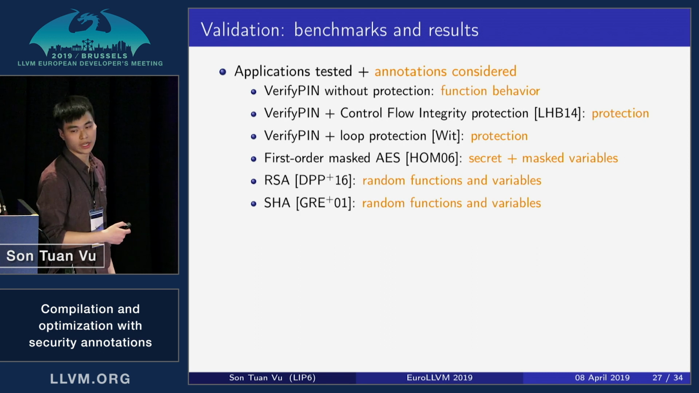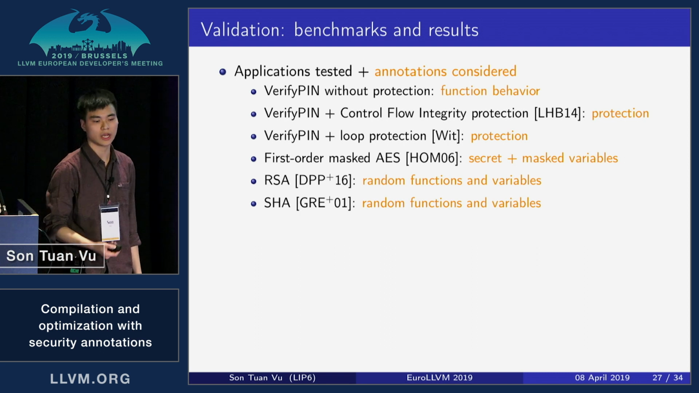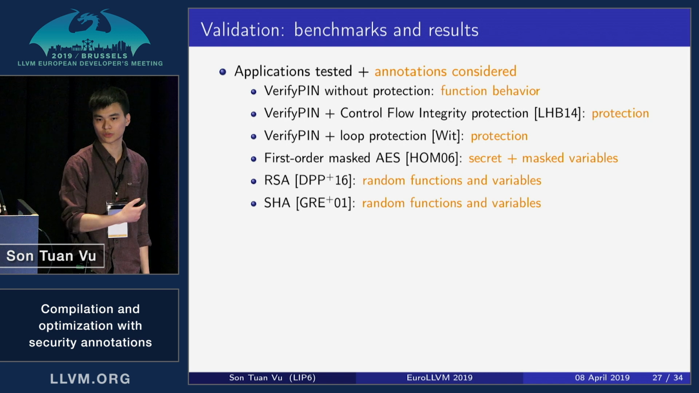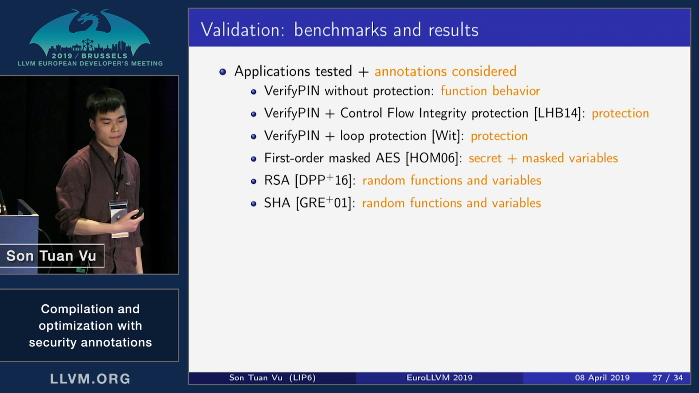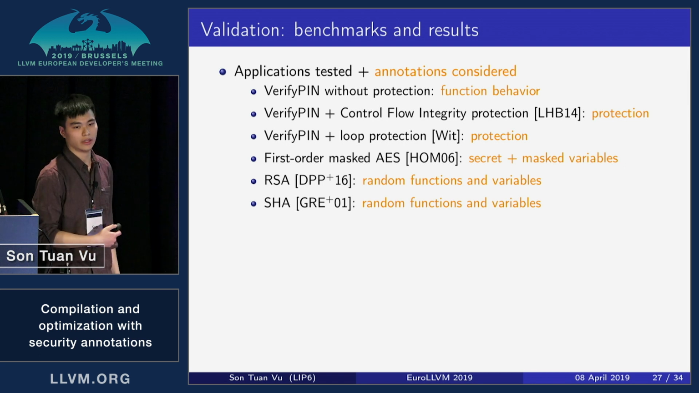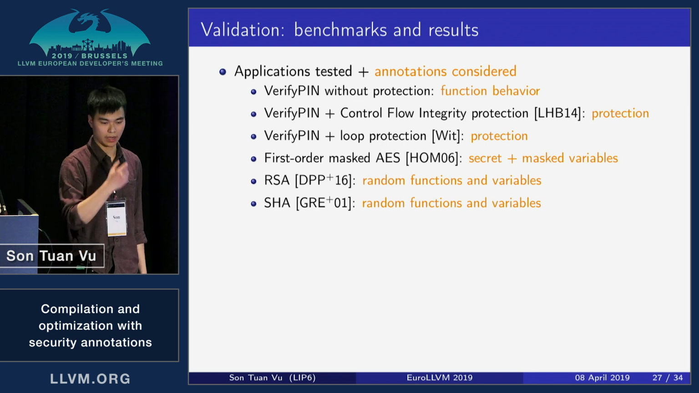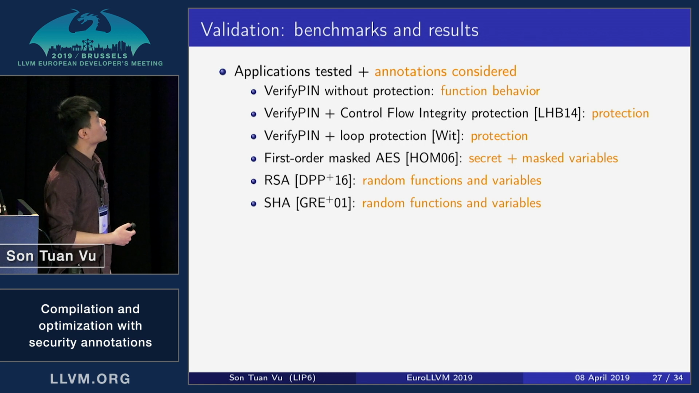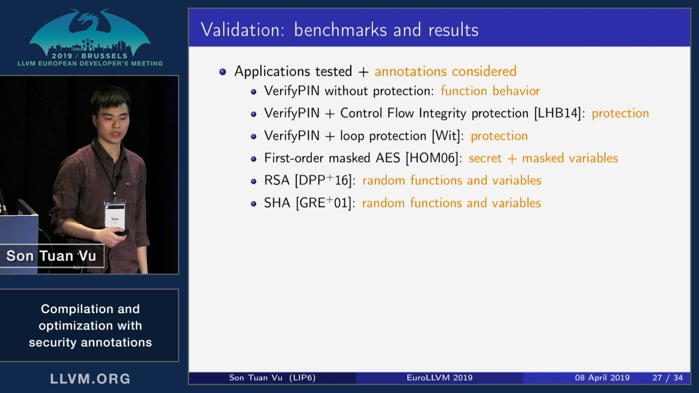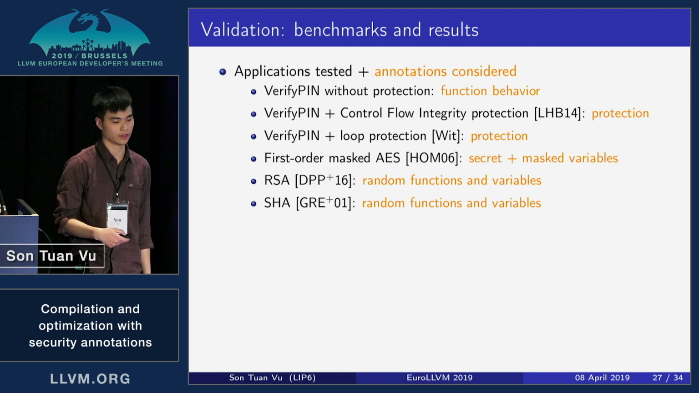The first one, without protection, we just annotate the function behavior. Then we have 2 different protections, a control flow integrity and the trivial loop protection that I just showed you. And for these, we annotate the protection, so as to make sure that it doesn't get removed by the compiler. For the first order masked AES, we annotate the secret and the masked variables. For RSA and SHA, we annotate random functions and variables, so it's some sort of fuzzing.